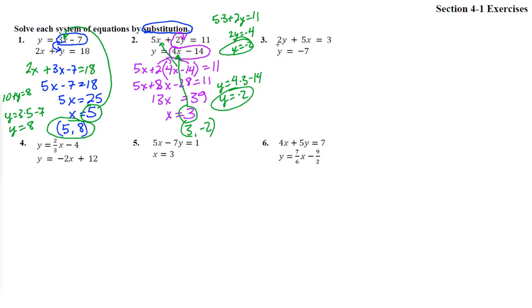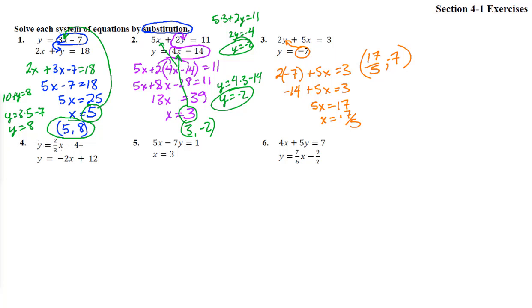All right, number 3. Get one of them by itself. 2y plus 5x equals 3. y equals negative 7. Oh, hey, look, we already got the y value, so we just need to stick it in there. 2 times a negative 7 plus 5x equals 3. That's a negative 14 plus 5x equals 3. Add 14 over to the other side. We get 5x equals 17. x equals 17 over 5, which gives us the point (17/5, negative 7). Oh, good. And that point is on both of those lines. Okay, number 4.